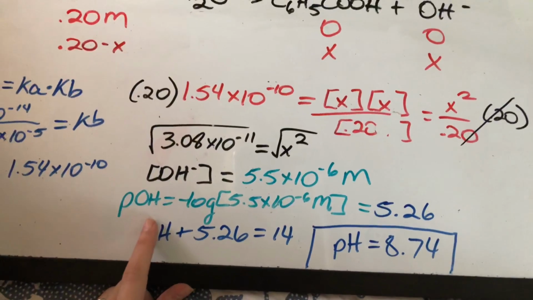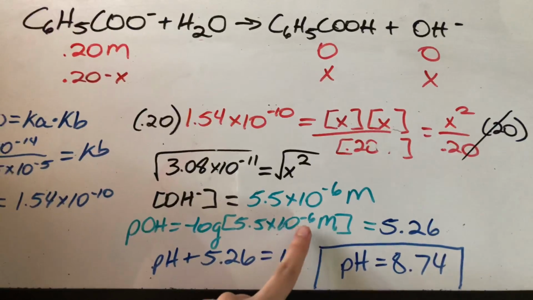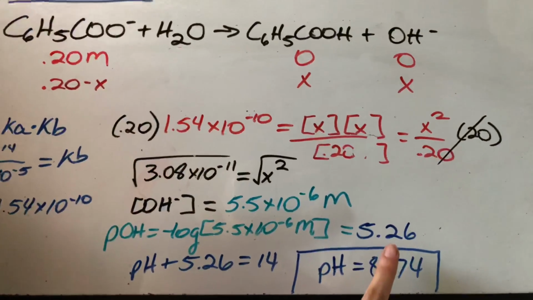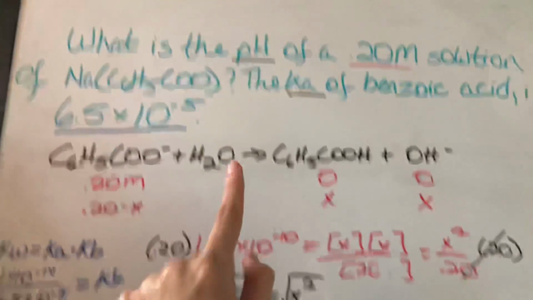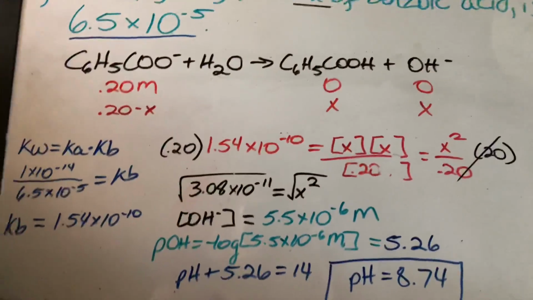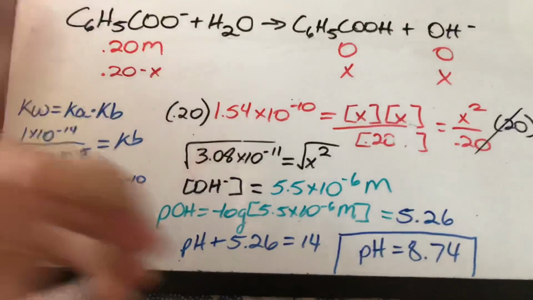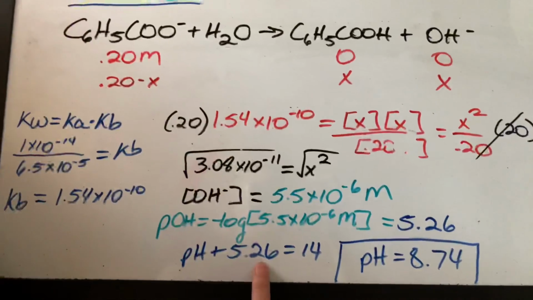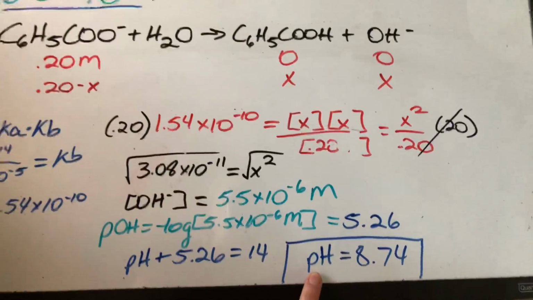Next, we're going to do pOH equals negative log of 5.5 times 10 to the negative 6 molar. And that gives you a pOH of 5.26. But remember, the problem's asking for pH, so we're going to do pH plus pOH equals 14. We know the pOH is 5.26, so we just solve for that. So it's going to be 14 minus 5.26, and that gives you pH equals 8.74.